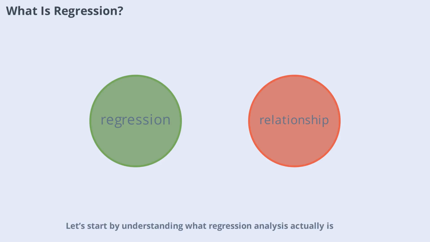Start by understanding what regression analysis actually is. In simple terms, regression analysis is a statistical method used to examine the relationship between two or more variables. Imagine you want to know how the amount of time you study affects your exam scores. Regression helps you find out if there's a connection, and how strong that connection is. It's widely used in business, science, and everyday decision-making to predict outcomes and make informed choices.